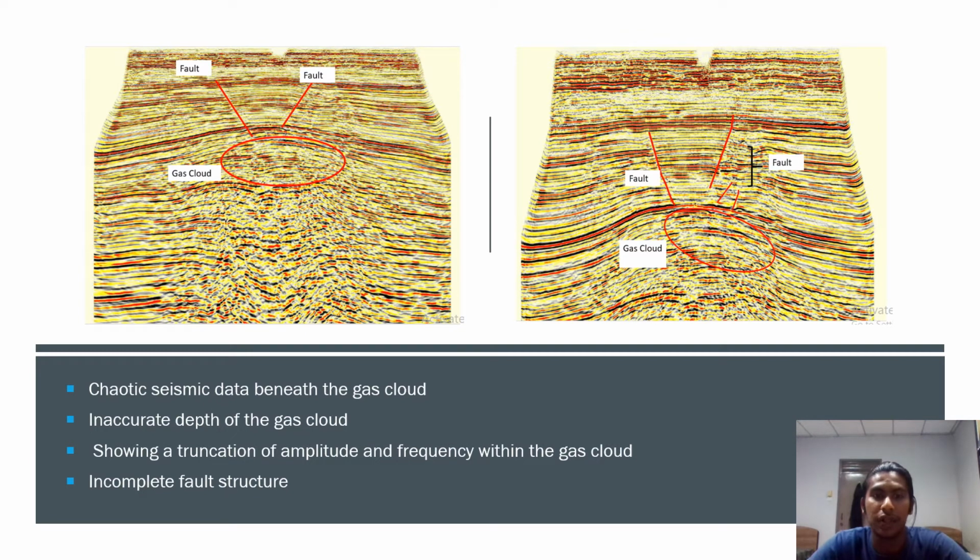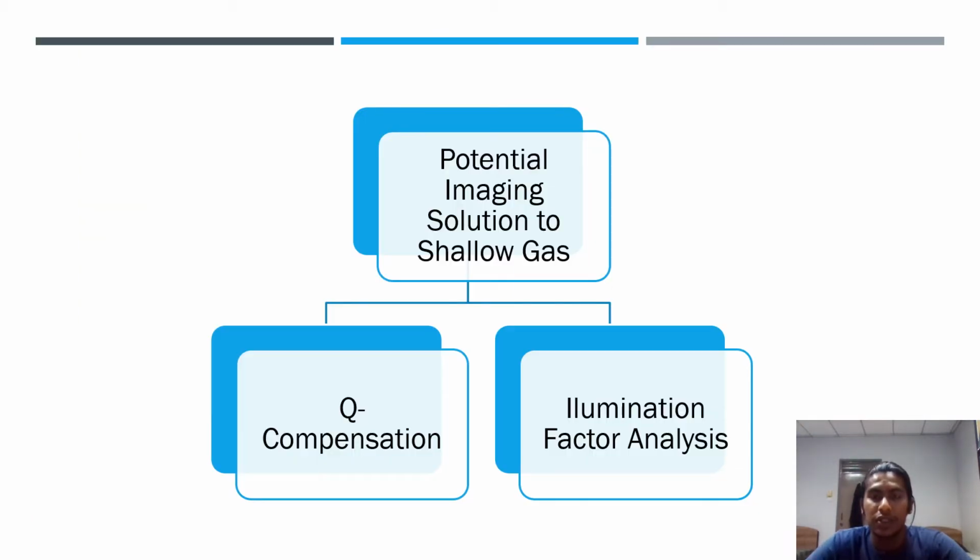So for this question, given the two figures, the first figure seems to have chaotic seismic data beneath the gas cloud, which has an inaccurate depth of the gas cloud, and shows a truncation of amplitude and frequency within the gas cloud, and it also has an incomplete fault structure. So the potential seismic migration technique that I would like to propose as a solution to shallow gas is Q and elimination factor analysis, which is a Q computation and elimination factor analysis.